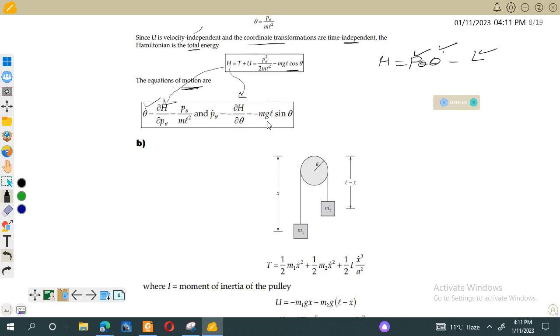This will give us minus mg L sine theta. These are the equation of motion for a simple pendulum. Now let's go to part B, which is for simple Atwood machine.